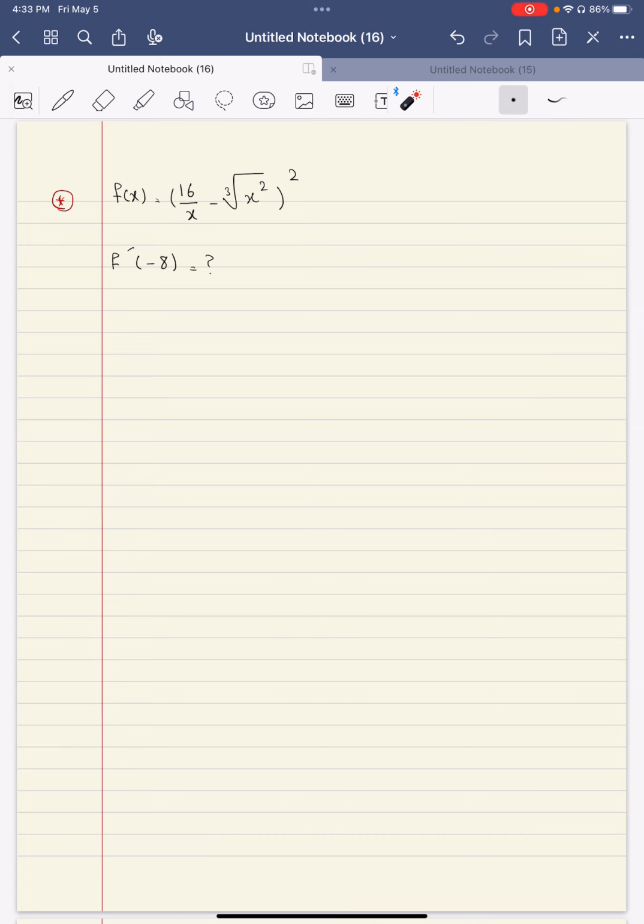So today I'm going to solve the f prime, or derivative of f, at x equals -8, when f(x) equals (16 over x minus the cube root of x to the power of 2) to the power of 2.